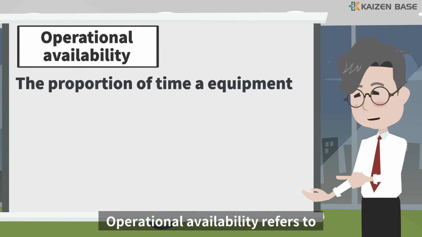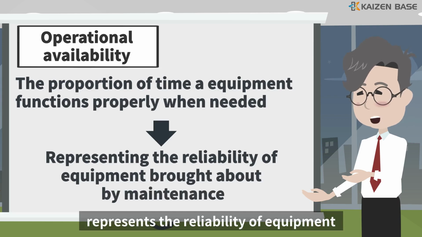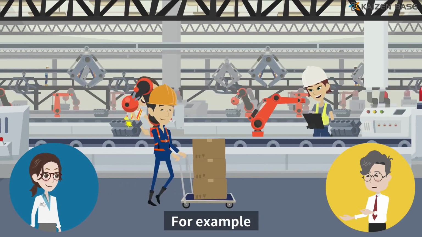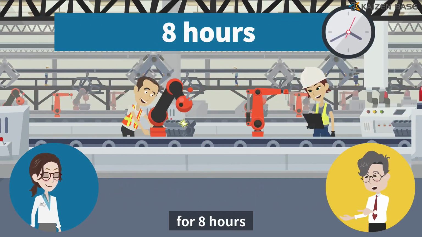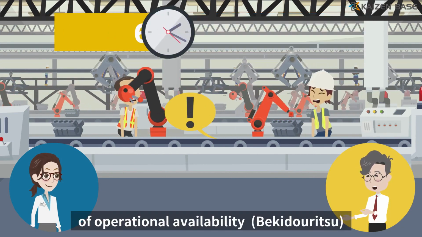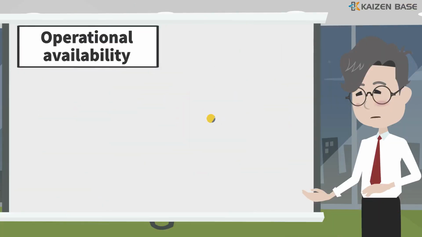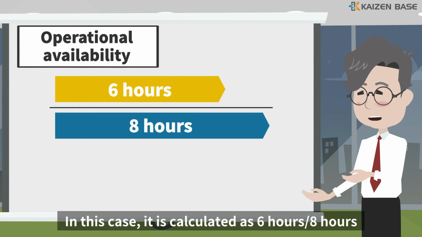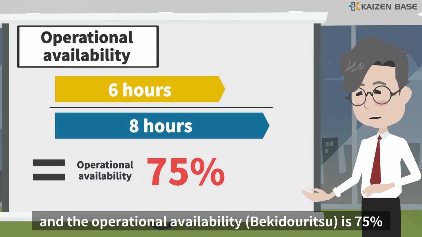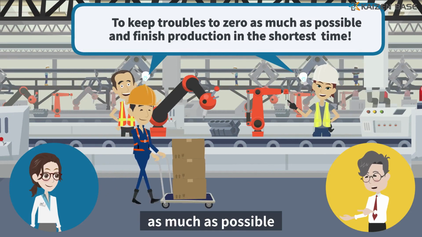Operational availability refers to the proportion of time an equipment functions properly when needed. It can be said that it represents the reliability of equipment brought about by maintenance. For example, assuming equipment was tried to be operated for 8 hours. However, what is the percentage of operational availability, Kadow Ritsu, when troubles occur and the operating time is actually 6 hours? In this case, it is calculated as 6 hours per 8 hours, and the operational availability, Kadow Ritsu, is 75%.